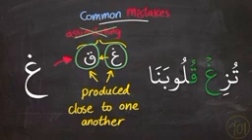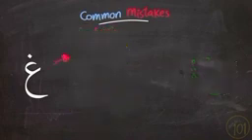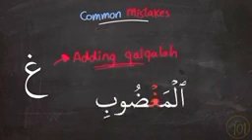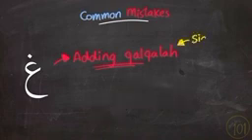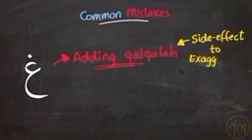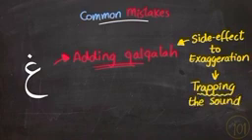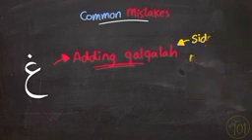تُزِغْ قُلُوبَنَا، تُزِغْ قُلُوبَنَا. The third mistake is adding qalqala to ghain, like that. غَيْرِ الْمَغْضُوبِ عَلَيْهِمْ، غَيْرِ الْمَغْضُوبِ. This is also a side effect of the first mistake. So pressing too much on the articulator may cause qalqala to happen, to allow the sound to escape. But of course, ghain is not a qalqala letter, so it should not receive any qalqala whatsoever.